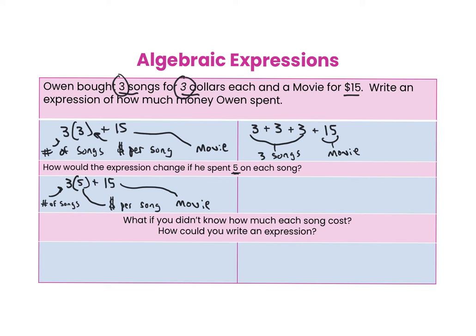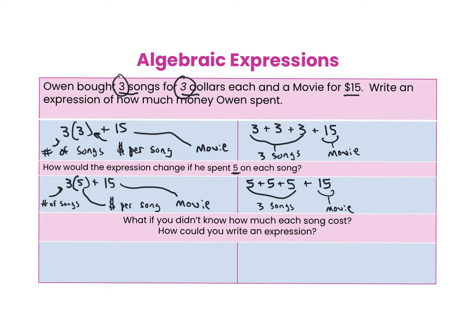Using Mary's method, we would say, well, it's the price of our first song plus the price of our second song plus the price of our third song plus the movie. Again, right here we have our 3 songs and then our movie.